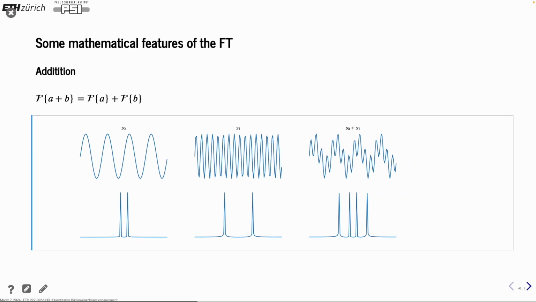So, some mathematical features of the Fourier transform. If you have the sum of two signals, it is the same as if you take the Fourier transform of the signals individually and then sum those two up. Looking at that, we have signal 1, signal 2, and if we sum them, it looks like this pattern here.